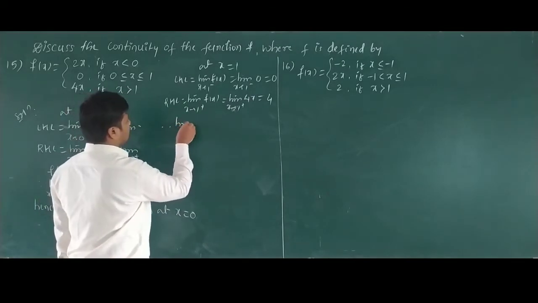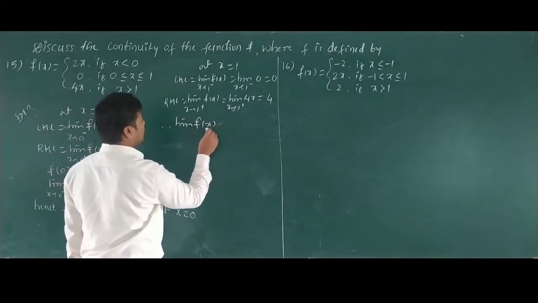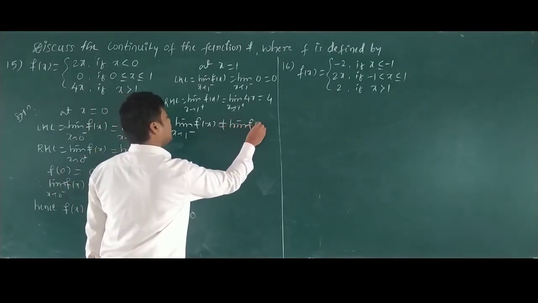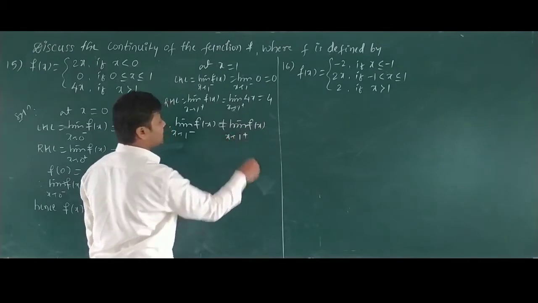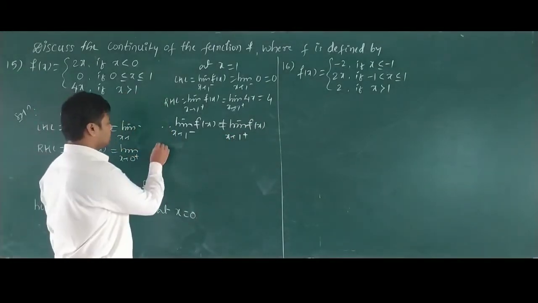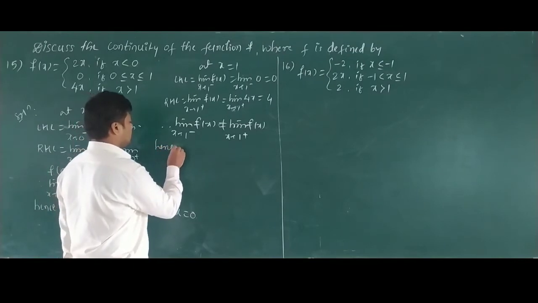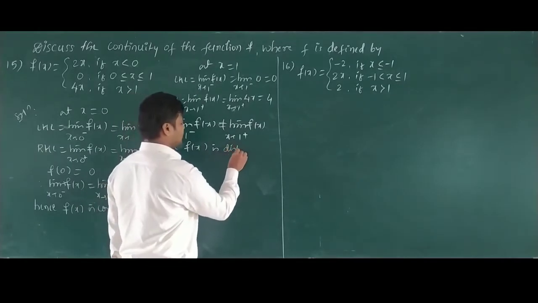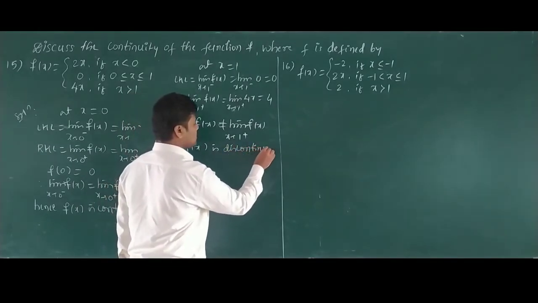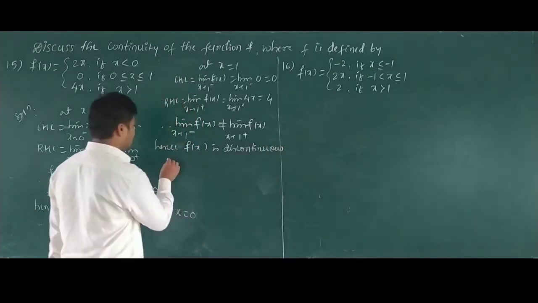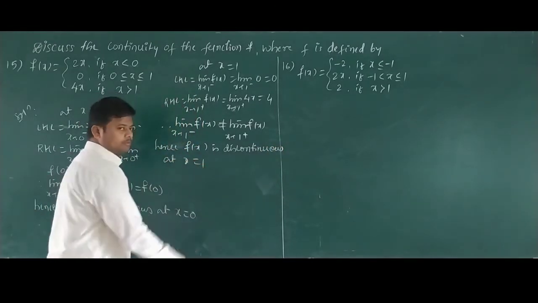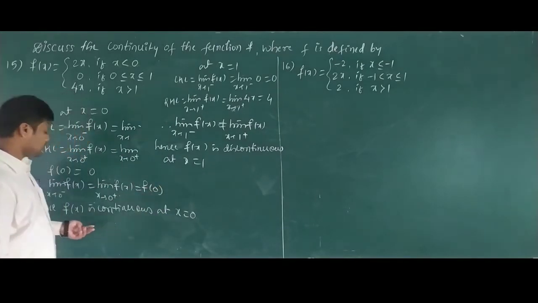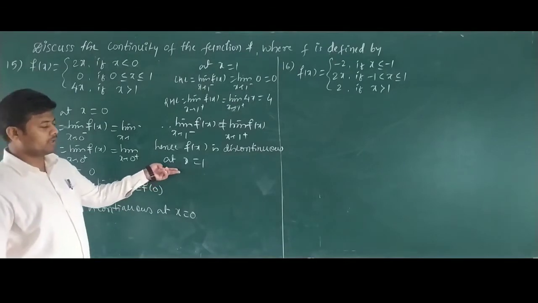Therefore, limit of f of x as x tends to 1 minus is not equal to limit of f of x as x tends to 1 plus. Hence f of x is discontinuous at x equal to 1. The point of discontinuity is x equal to 1. So at x equal to 0 the function is continuous, at x equal to 1 the function is discontinuous.